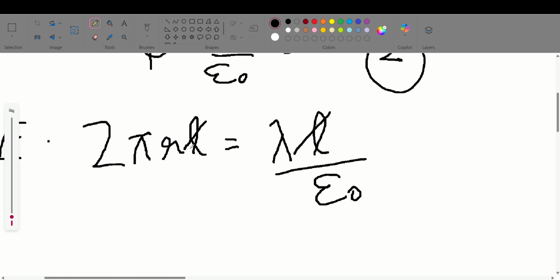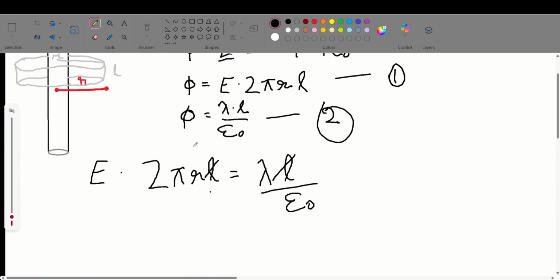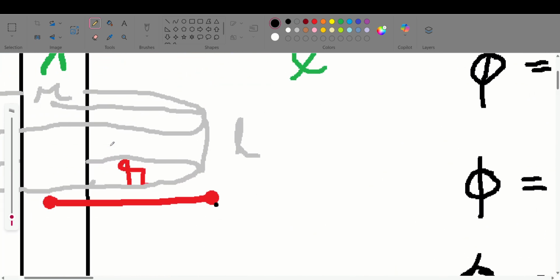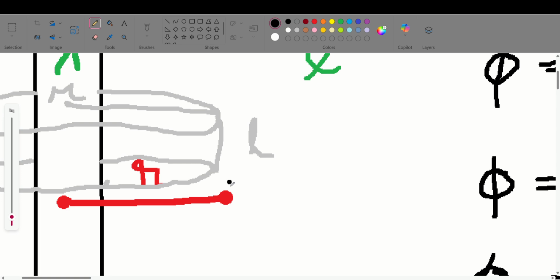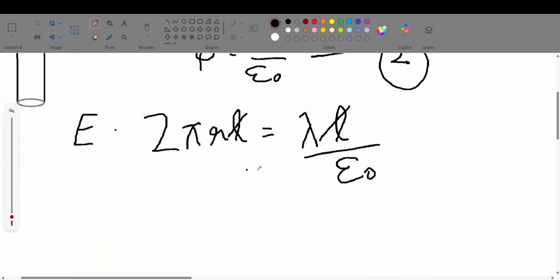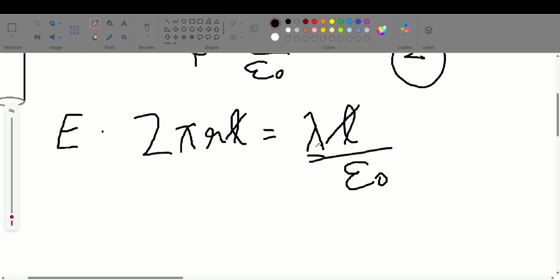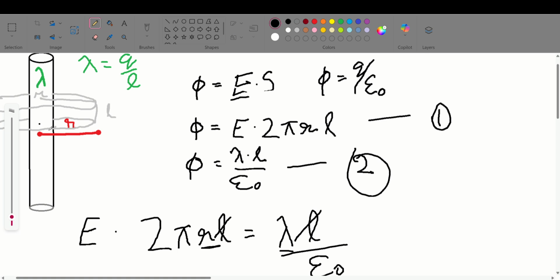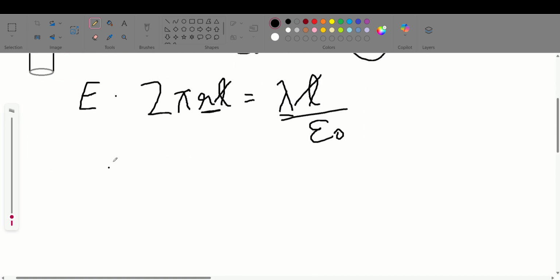The L's cancel out, which shows that the electric field at the point R does not depend on the height of this hypothetical Gaussian surface. The only variables here are lambda, assuming that lambda might change, and r, which is the distance from the center of the wire.